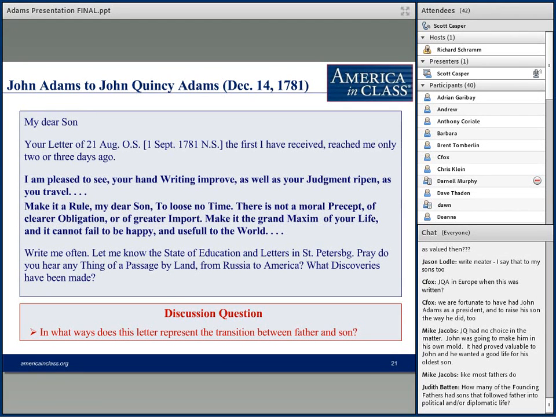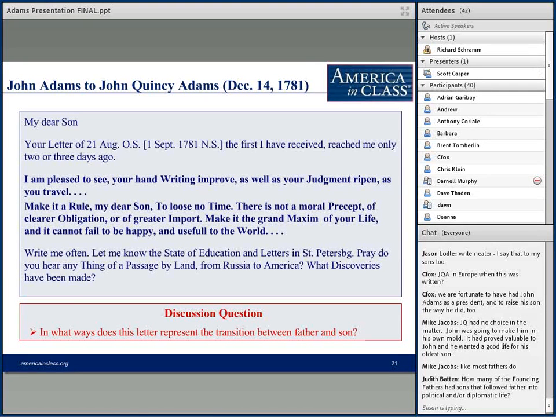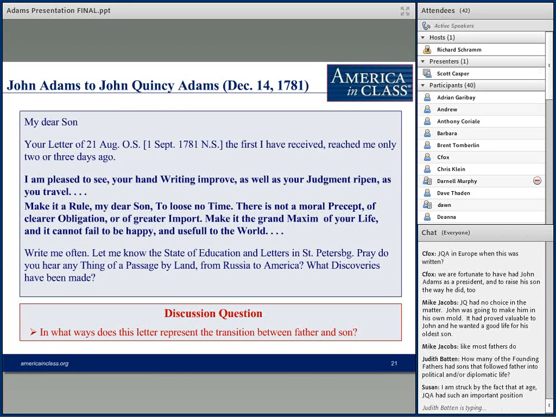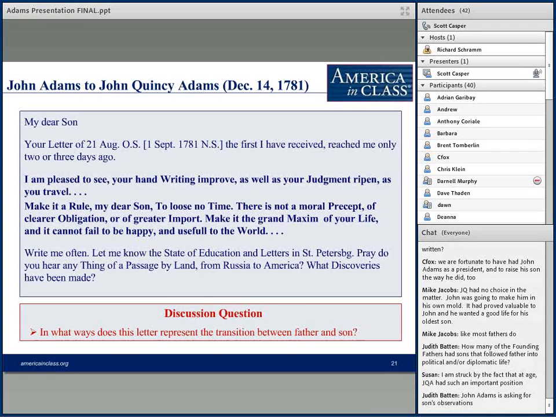So John's in Amsterdam, and John Quincy is in Russia, of all places. He's at St. Petersburg, where he is secretary to the United States minister to Russia, Francis Dana. So John Quincy, at this point, has gone even beyond where his father has gone. He's traveled much further than John Adams, all the way to St. Petersburg, and clearly others recognize John Quincy's potential because he's off in Russia as a secretary at age 14 to a fairly significant figure.